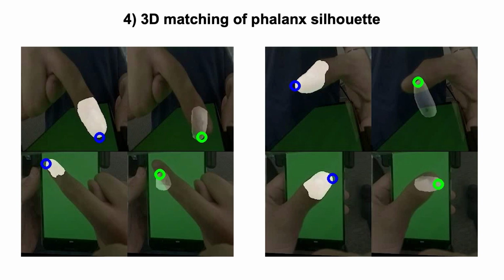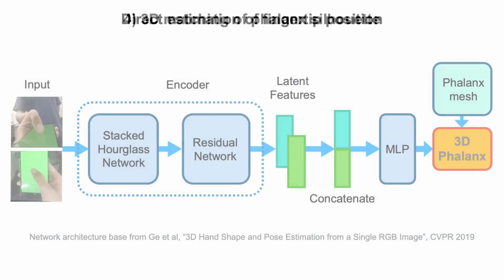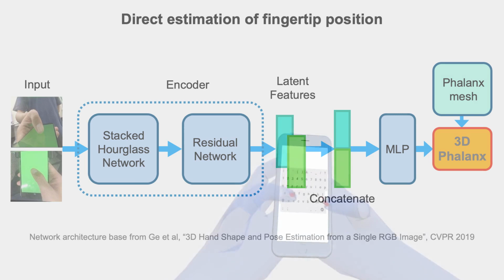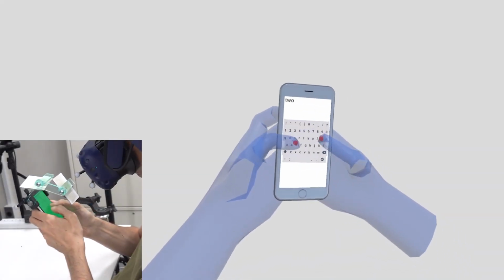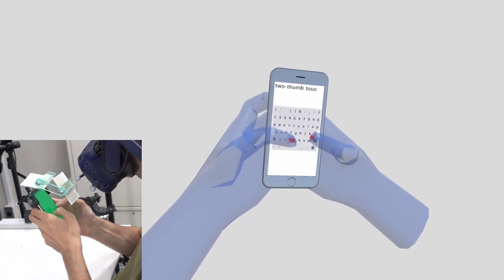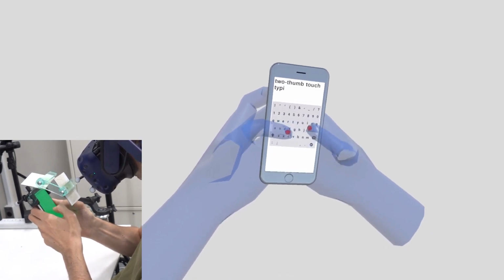Finally, the fourth step uses differentiable rendering to iteratively align the rendered silhouettes of a 3D phalanx mesh with the masks and 2D fingertips. This optimization process yields the 3D position of the fingertip in local space. That information is used as ground truth data to train a neural network that directly infers the fingertip position in real time from the input images. With mix-up data augmentation, simultaneous input with 2 hands, such as touch typing with 2 thumbs, can also be supported.